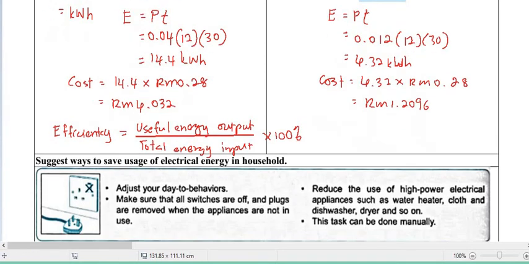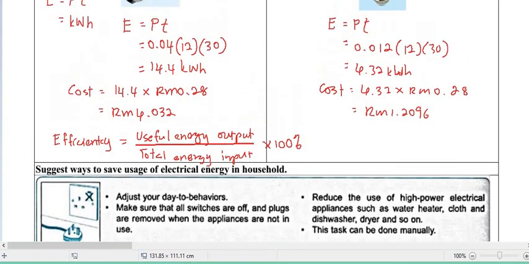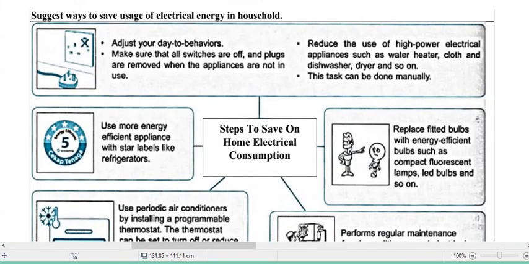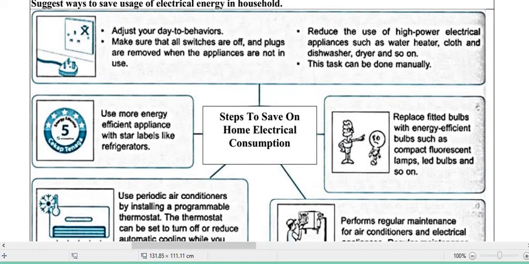Any question? Alright, so suggest ways to save usage of electrical energy in the household. I think this is common sense knowledge already, but still please listen. For example, adjust your day-to-day behavior, make sure that all lights are switched off, plug removed when the appliances are not in use. One thing that I want to point out is this one: remove the plug.